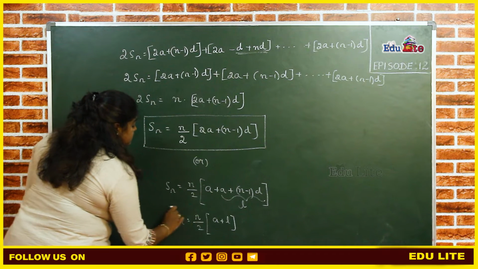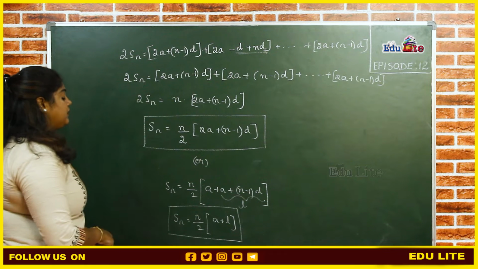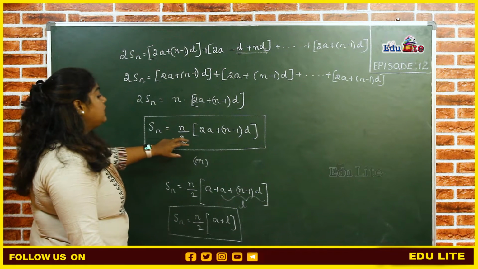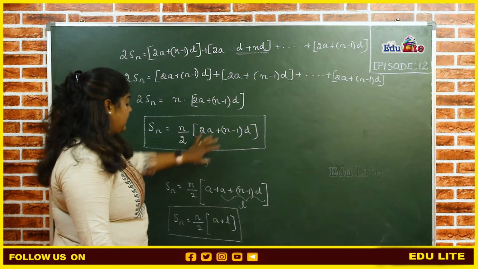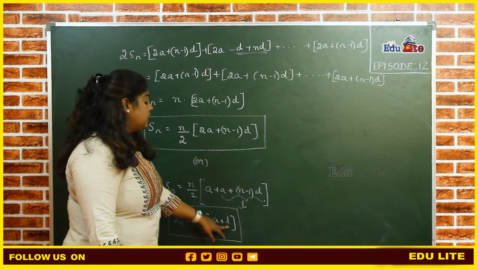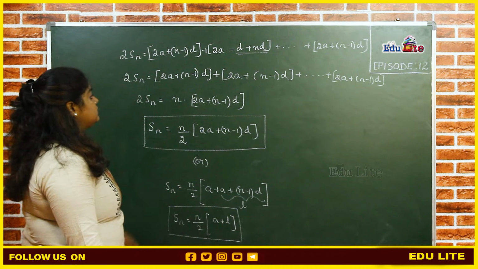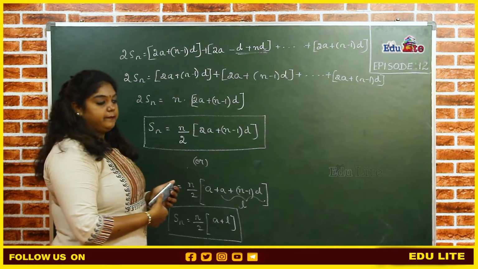So we can use either this formula or this formula for finding the sum of n terms of an AP. If we know the value of a and d, we can use this formula. If we know the value of a and the last term in a series, then we can use this formula. Either one of these formulas can be used for finding the sum of n terms of an AP.